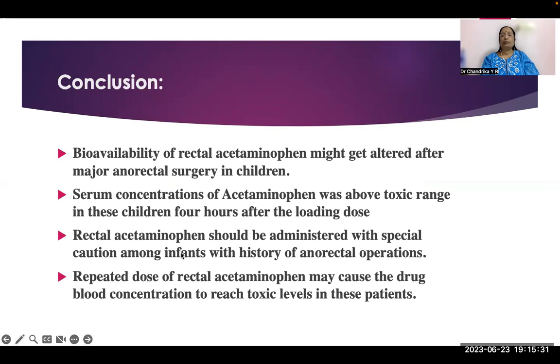Rectal paracetamol should be administered with special caution in infants with a history of anorectal surgeries. They have told that repeated doses of rectal acetaminophen may cause the drug blood concentration to reach the toxic level in these patients. So if you receive any patient who has undergone pull-through coming for any other surgeries, be careful with rectal paracetamol. Literature says that if at all we want to use rectal paracetamol, we have to reduce the dosage, or it's better to switch over to other routes of administration.